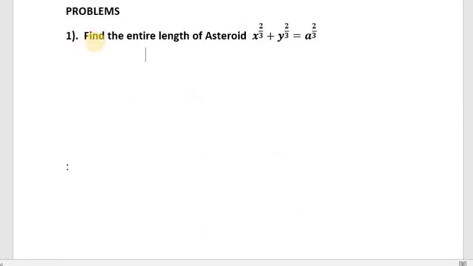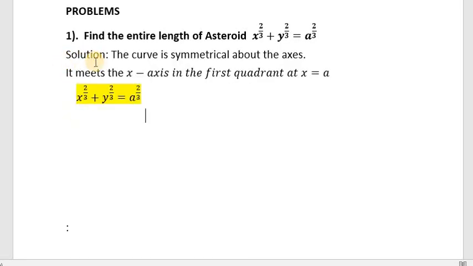Problem 1. Find the entire length of the asteroid x to the power of 2 by 3 plus y to the power of 2 by 3 is equal to a to the power of 2 by 3. So now let us find out the length of the asteroid x to the power of 2 by 3 plus y to the power of 2 by 3 is equal to a to the power of 2 by 3 by using the formula. Solution.